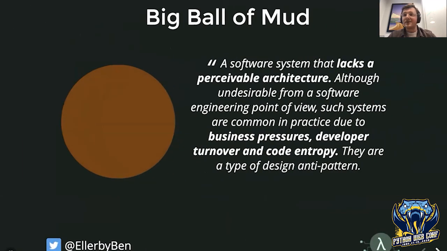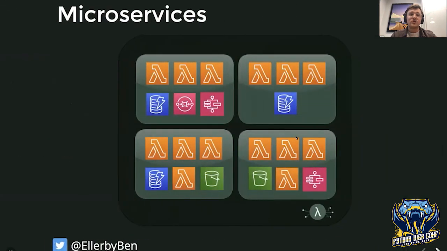I'm not sure if you're familiar with the term, but it's a term I quite like when we're talking about software systems, the big ball of mud. This is a software system that lacks perceivable architecture, often caused by things like business pressures, developer turnover, and code entropy, probably things we've all seen across our careers. But also a cause for big ball of mud architectures is a lack of best practices or a lack of conventions around how things should be done. These big ball of mud architectures evolve when there's a lack of best practices and conventions, as well as business pressures, developer turnover, and code entropy.